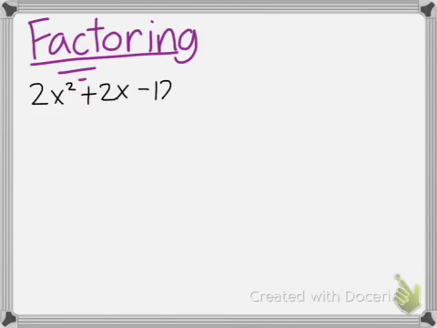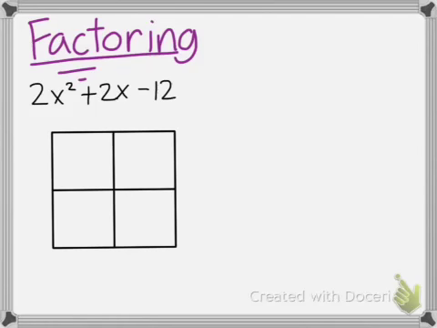So looking at factoring, if we were to start out with something like 2x squared plus 2x minus 12, how could I use the window way to factor this? Well, I know that the 2x squared is going to go here. I know that the negative 12 is going to go here. My question is, what's going to go in these other two boxes?